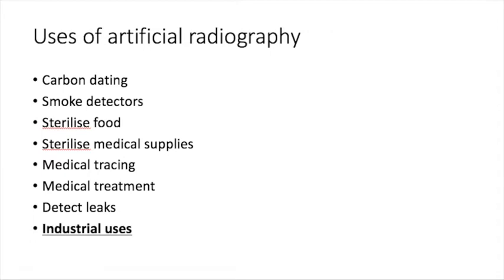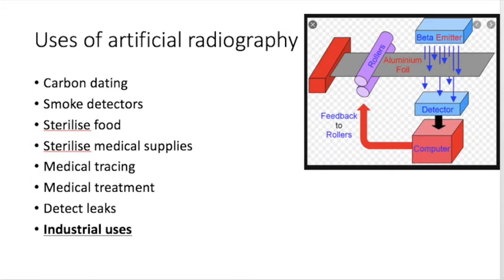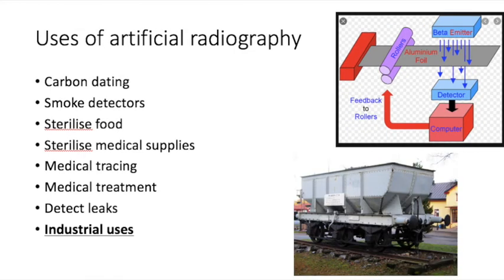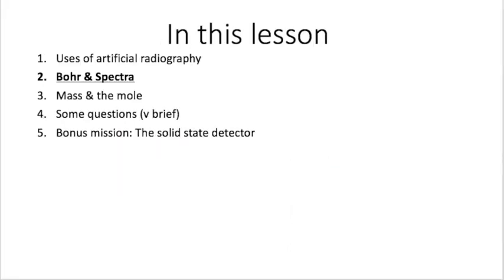Finally, artificial radiography has a plethora of uses in industry as well. So here's just two examples. The manufacture of aluminium foil: you can use a beta source to detect when the foil is too thick or too thin. You can use that to feed back to control how it's made. And it can also be used to detect when a hopper is full. A hopper is like a big tub. So if it's full of coal or grain or ore or products, you can see when it's full by having a source and detector on either side.